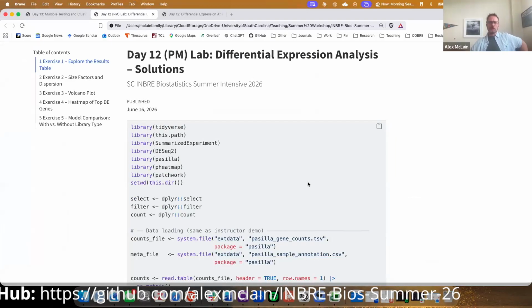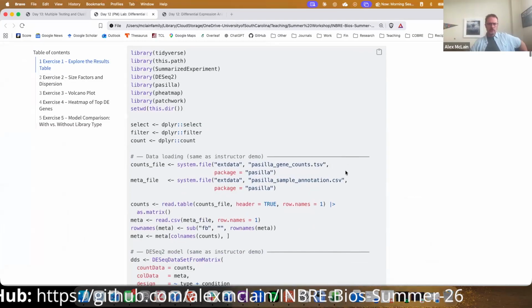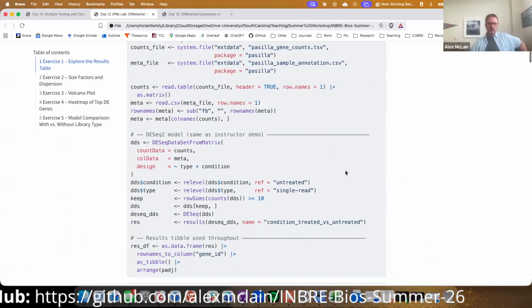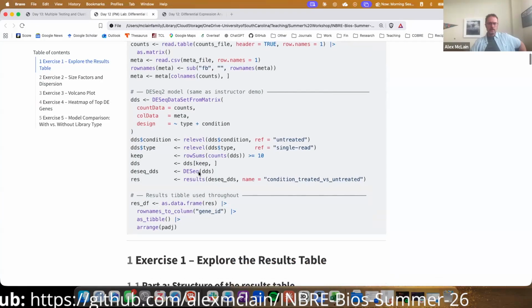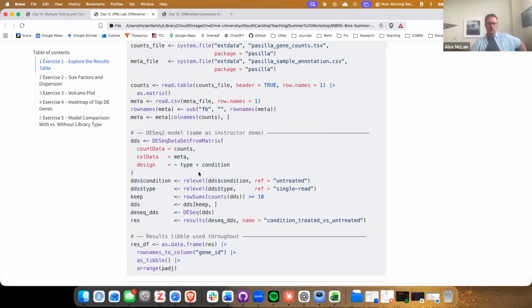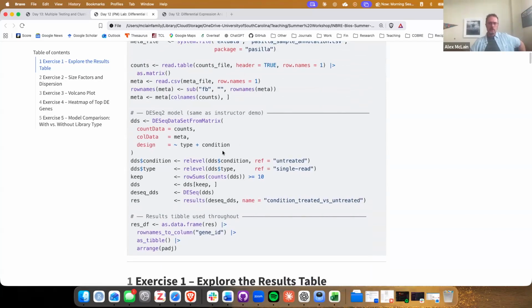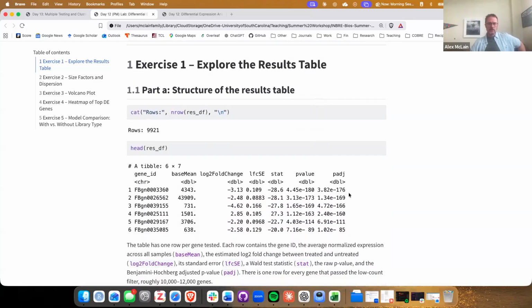So we went through the DESeq analysis with the Pasilla data set here, and the model we're running is type plus condition. So we're adjusting for the type of analysis that was done. It was either paired end or single read. And then we're adjusting for treated versus untreated. That's what our p-values will express, the difference there.